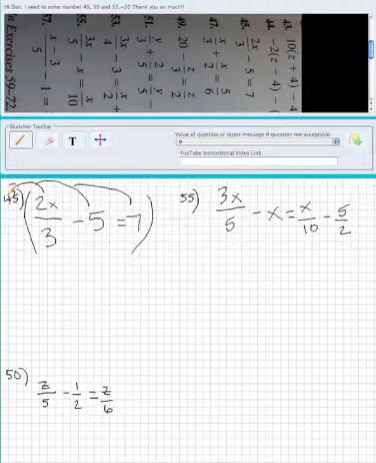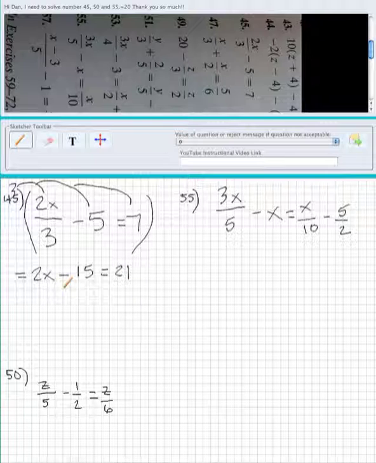So I multiply the 3 by the 2x over 3. The two 3's will cancel out, so I'm left with 2x. As you can see, the 5 doesn't have a denominator, so you just multiply the 3 by the 5, which gives me 15. And then you multiply the 3 by 7, which gives me 21.